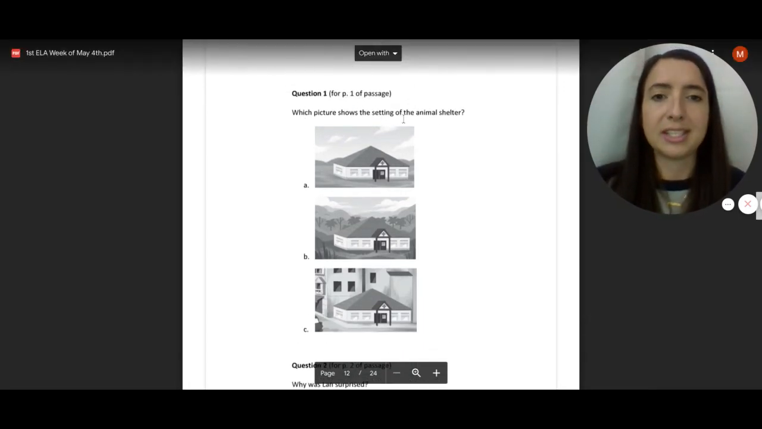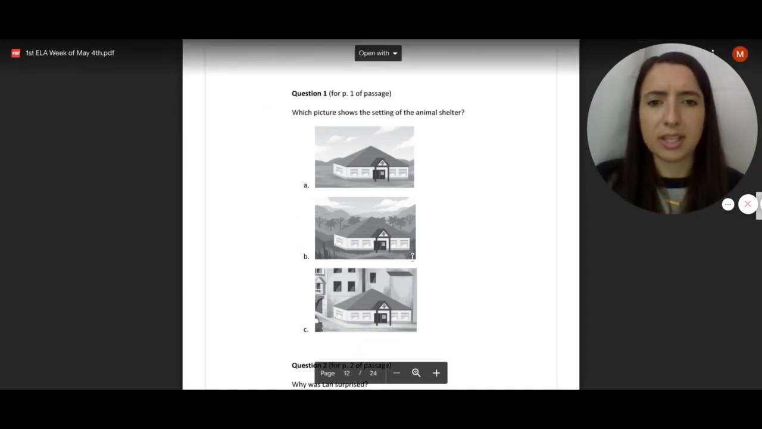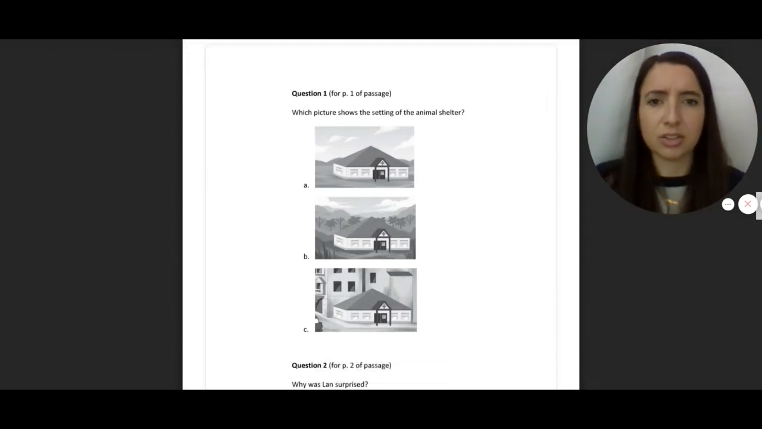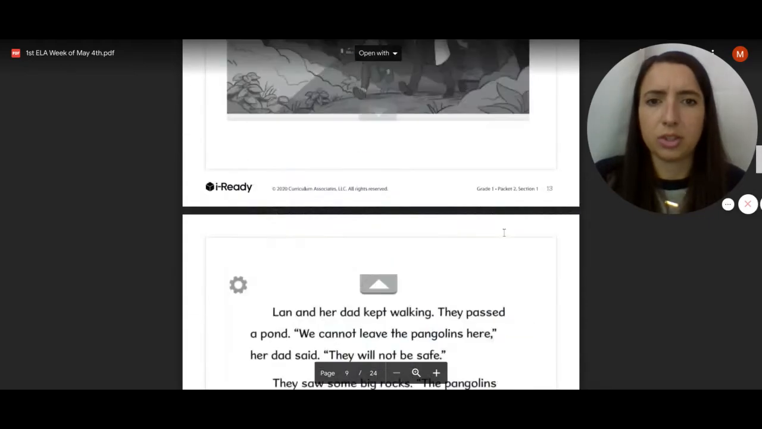Which picture shows the setting of the animal shelter? Now remember, what's setting? Where and when the story takes place. So all of these pictures are showing us the animal shelter, but one of them is correct. So which one is showing us what the animal shelter looks like? Now let's go back to page 1, like it says, and see what else we know about the animal shelter.